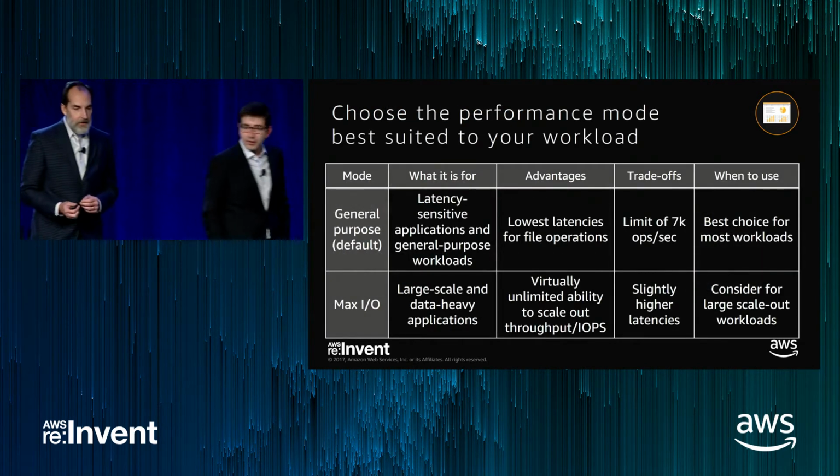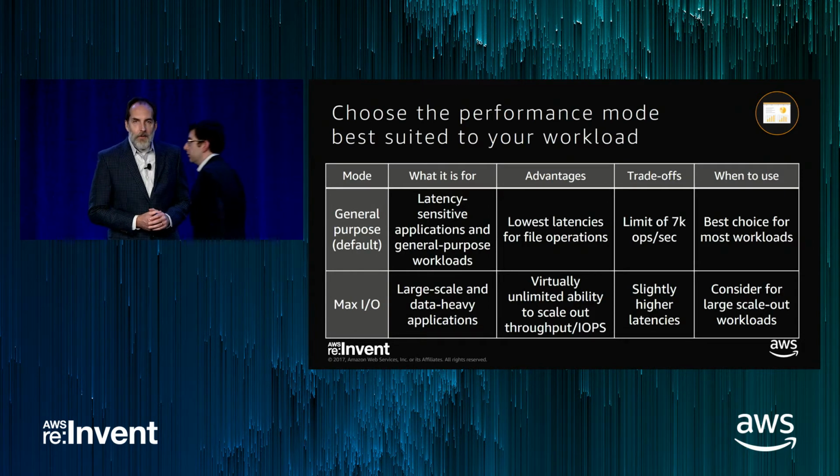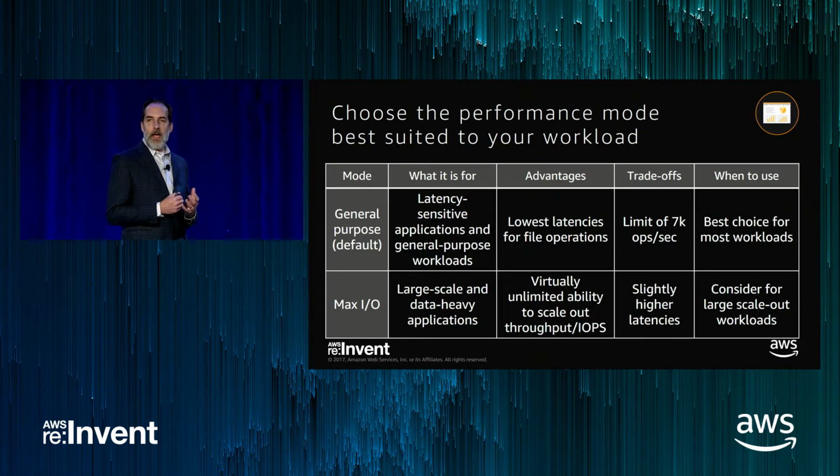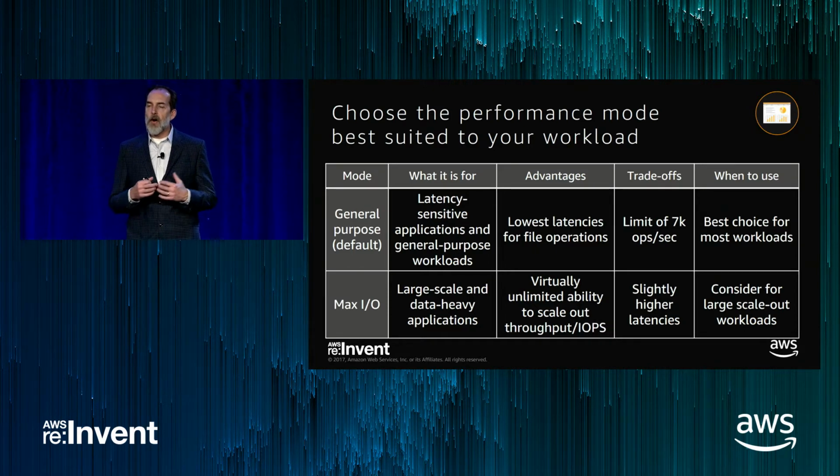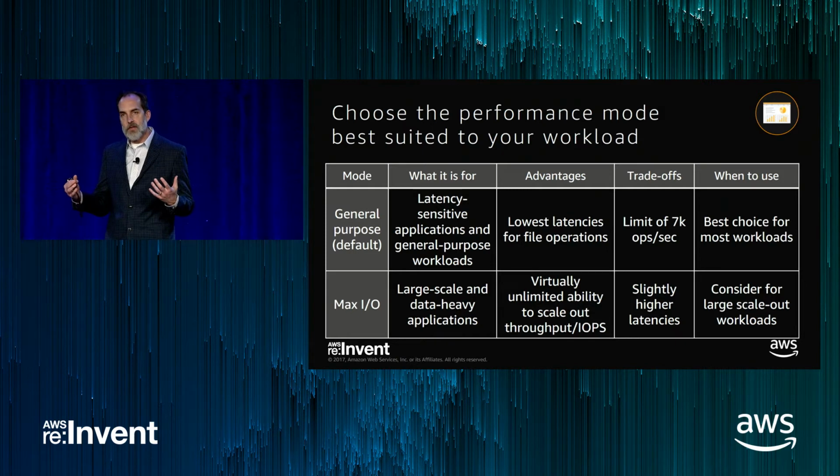Great. Thanks, Ed. So there's 2 different performance modes available to Amazon EFS file systems when you create them. The first is general purpose. This is really the default performance mode, and it's really ideal for most applications out there. It has the lowest latency of either performance mode that we provide, and it's really the best choice for most applications and workloads. The other performance mode is Max I/O. And that's really designed for large-scale, scale-out architectures and workloads, where you need to scale out to hundreds or even thousands of instances.